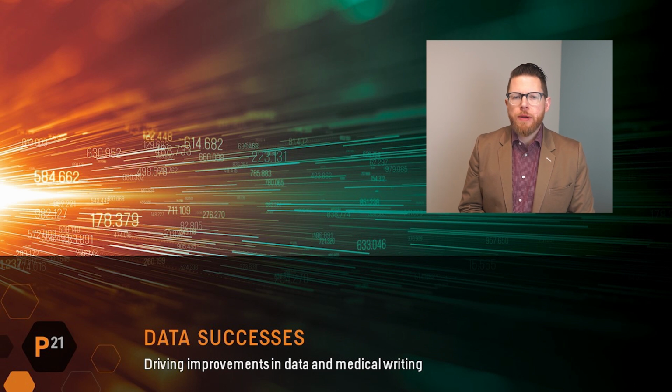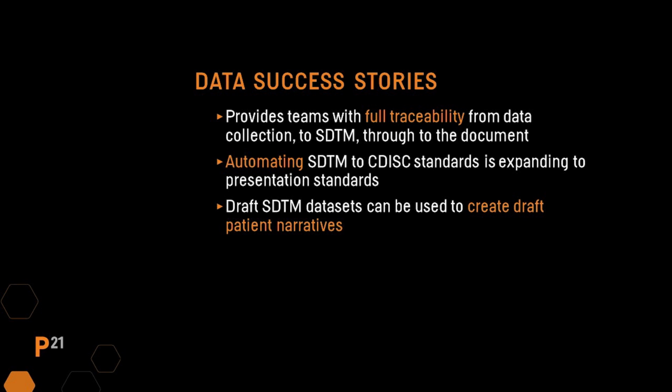So just like we talked about having data challenges and process challenges, we want to talk about how there's data successes and process successes as well. Again, having this new way of working really allows for things to change in a way which is better for the team. And so for the data successes, we really see three major things that stand out amongst teams utilizing this. It is actually allowing teams to have full traceability from data collection to SDTM files all the way through the document. That level of traceability was just not possible before.